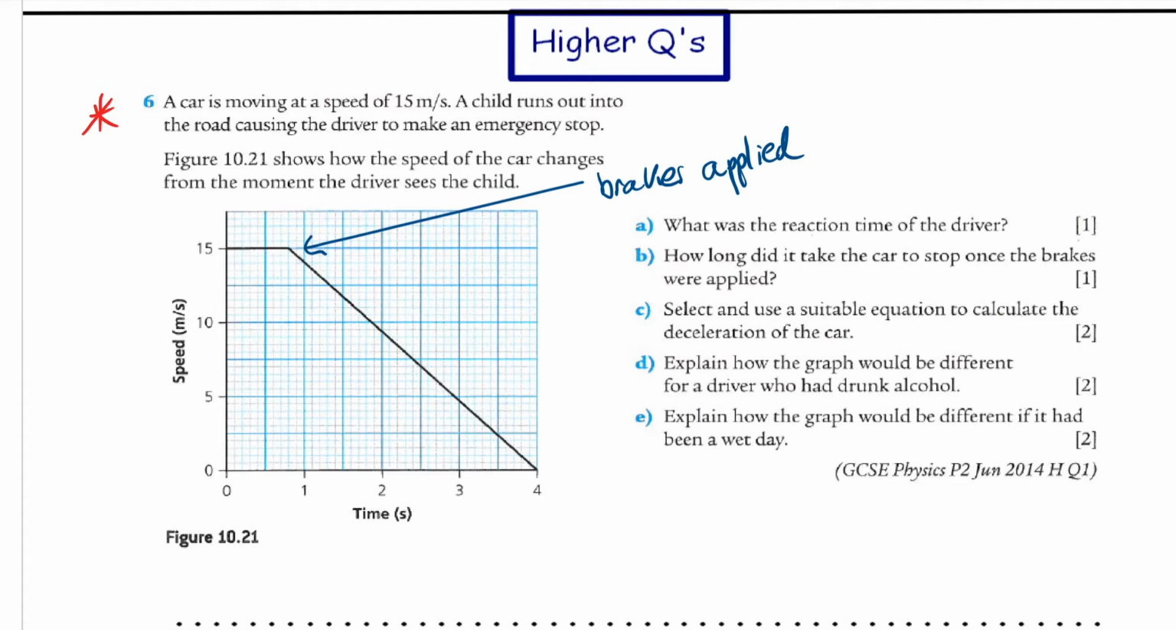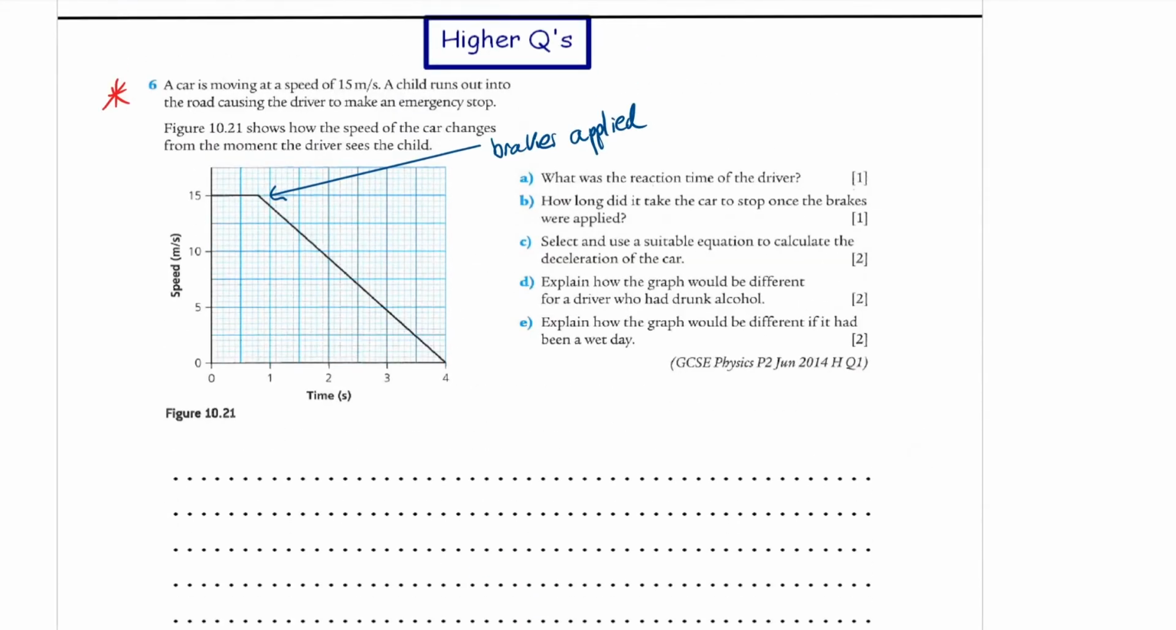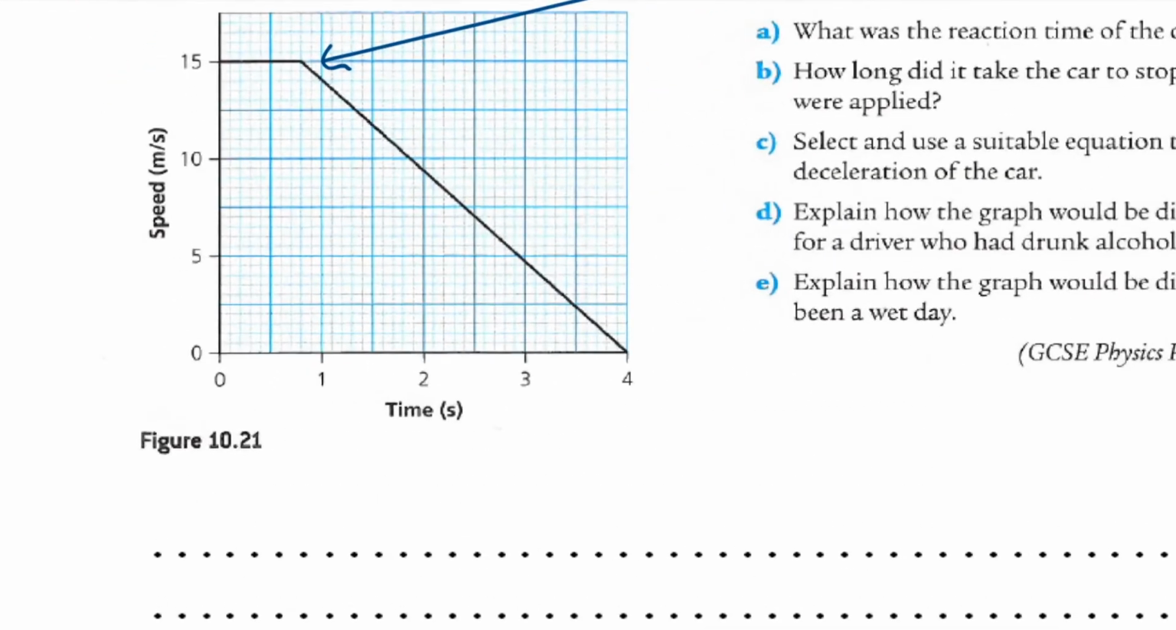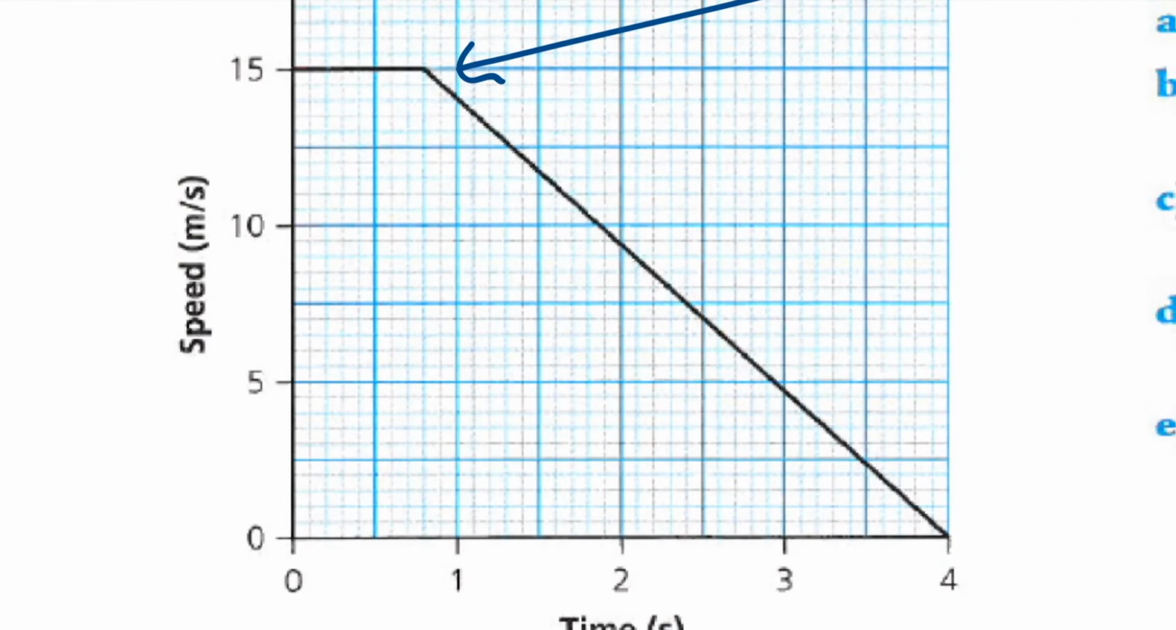Now, what it's asking you to do is to work out the reaction time of the driver. Now, to work out the reaction time of the driver, you're going to have to use the scale of the graph, because what's happening is at this point here, let's change the pen, beg your pardon. At this point here, that's when the driver sees the child run out onto the road, and at this point here is when the driver has reacted and applies the brakes.